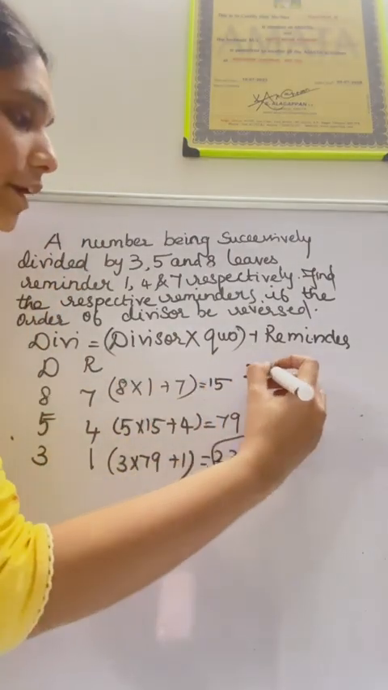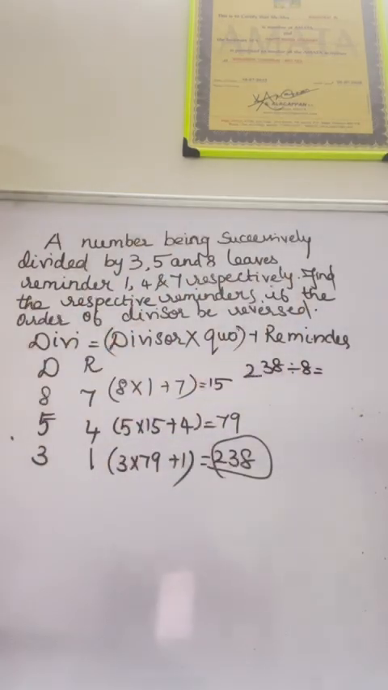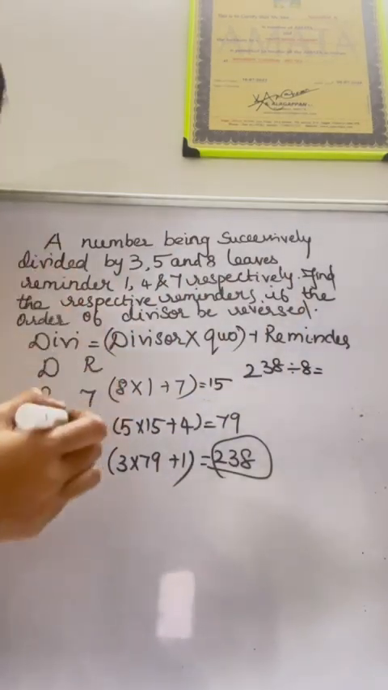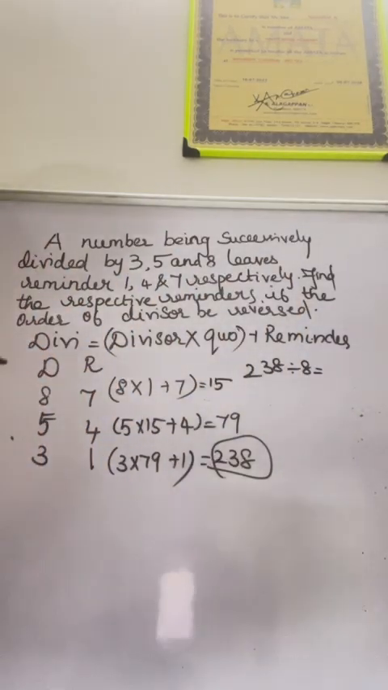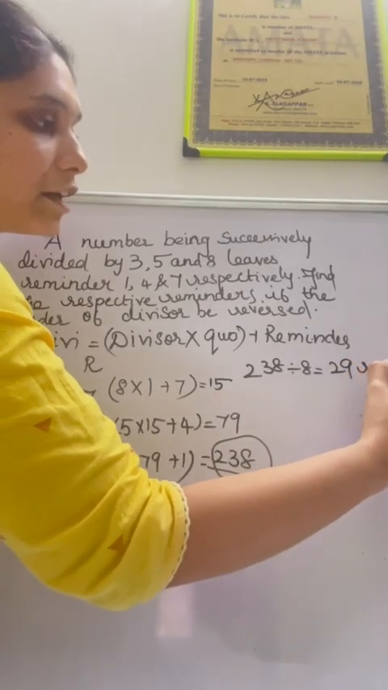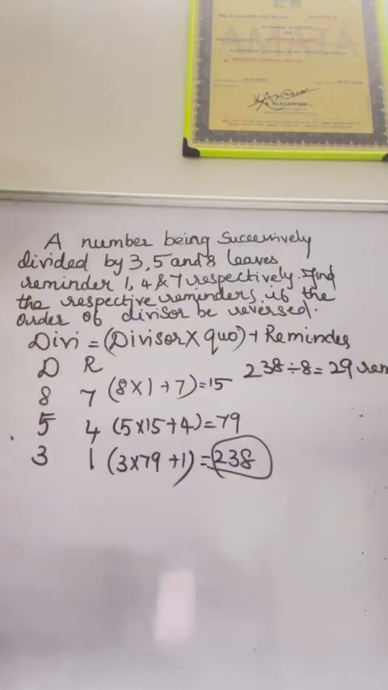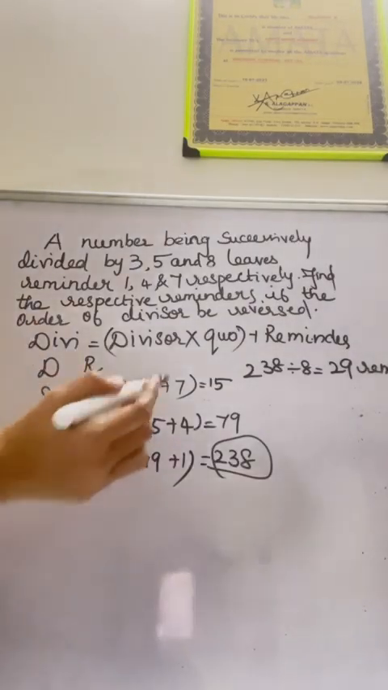So dividing 238 by 8, the answer is going to be 29 with the remainder 6. Remainder is going to be 6. Okay, now 29 divided by 5.